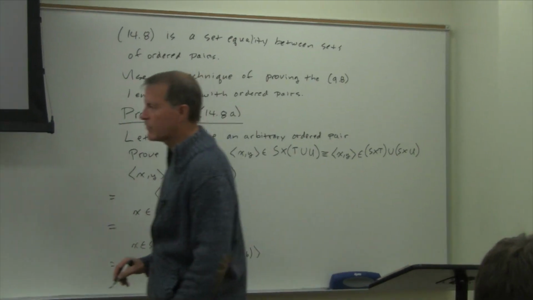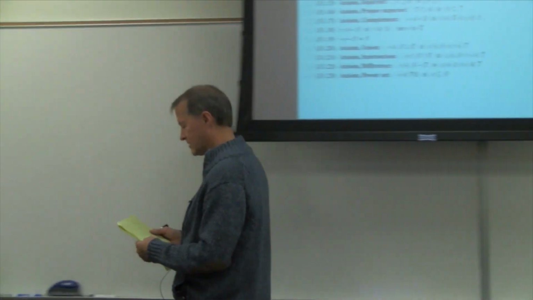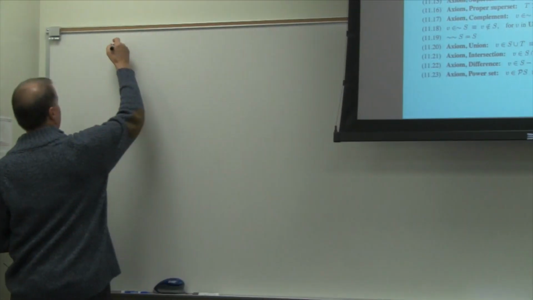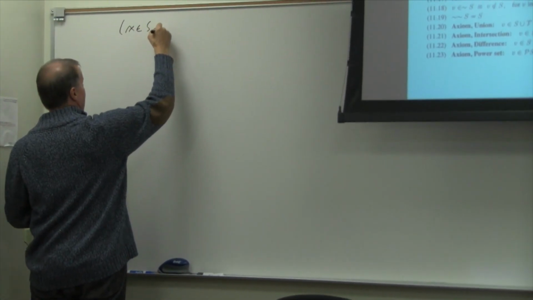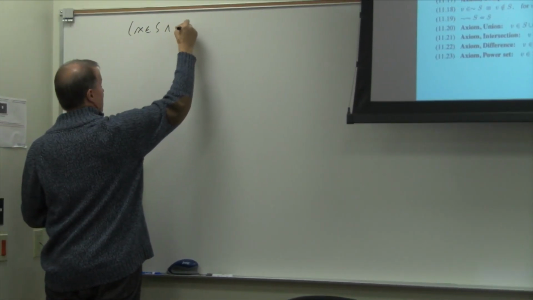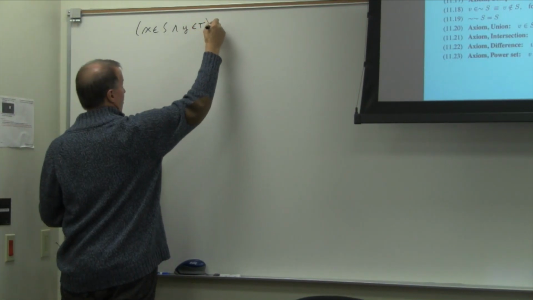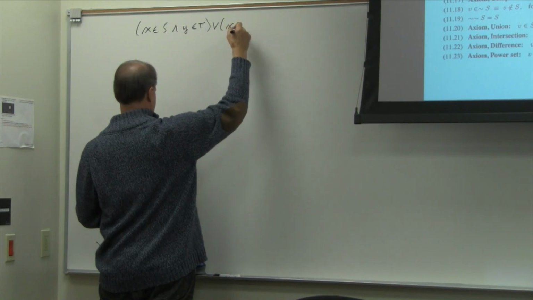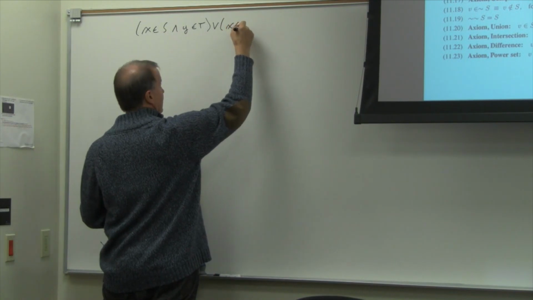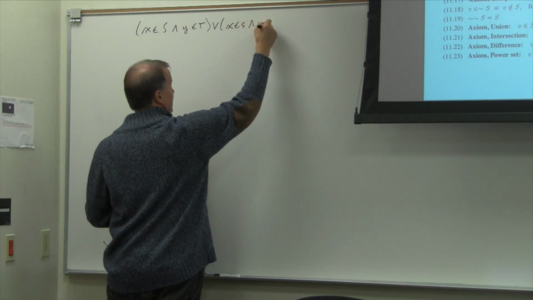Okay, so let's move over here. Tell me what this is. x is an element of S and y is an element of T, or x is an element of S and y is an element of U.